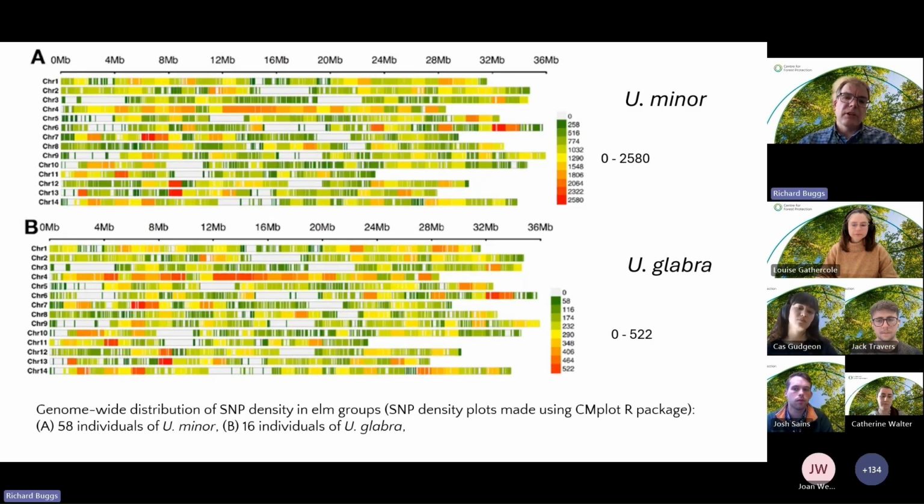We also looked at the genome-wide pattern of genetic variation in Ulmus minor and Ulmus glabra, and it is very noticeable that Ulmus minor contains considerably more variation. You'll see the scale for Ulmus minor goes from 0 to 2,580 SNPs per megabase, whereas in Ulmus glabra it's only up to 522. So we're finding a lot more variation within Ulmus minor than within Ulmus glabra, and that's in agreement with a previous study by Ewan Bowditch, I believe.